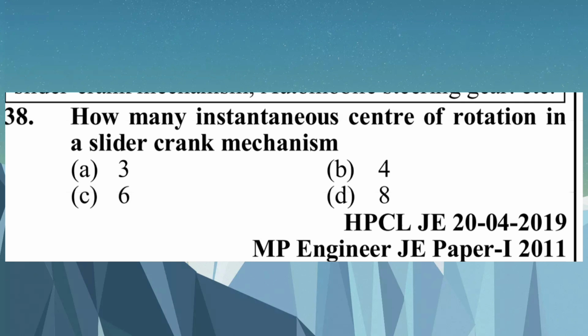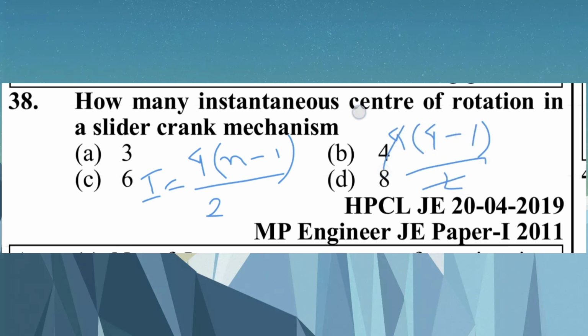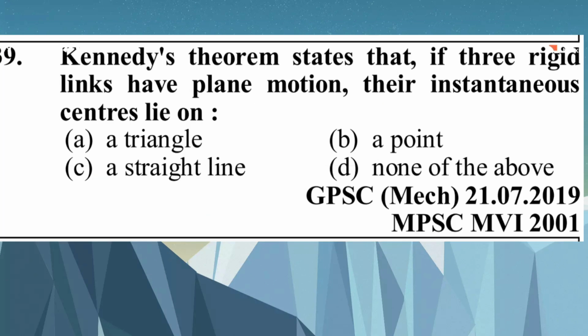A. 3, B. 4, C. 6, D. 8. Instantaneous centers I equal to n into n minus 1 by 2, where n is the number of links. In a slider crank mechanism, the number of links is 4. So n equal to 4. 4 into 4 minus 1 by 2, 2 into 3 equal to 6. So 6, option C.